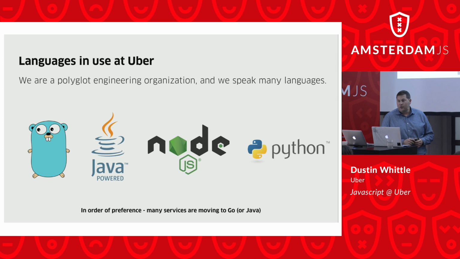We're a polyglot engineering organization, and more of our services on the back end are actually written in Go. And so part of this is going to be how we arrive at this conclusion. We use Go, Java, Python, and Node.js. But today we're going to be talking about JavaScript.